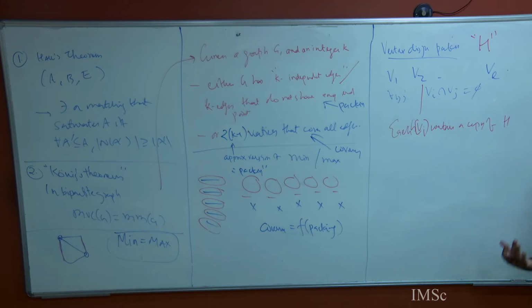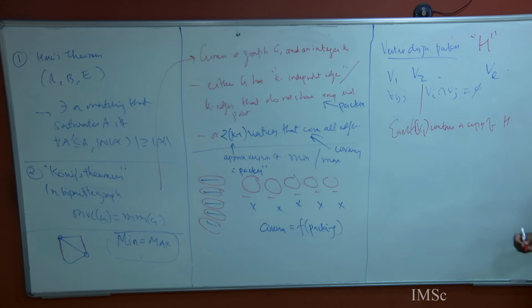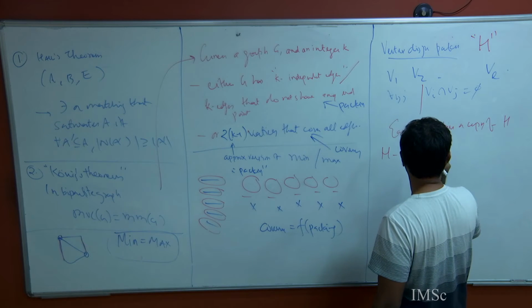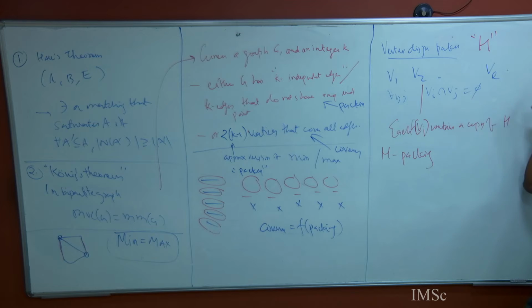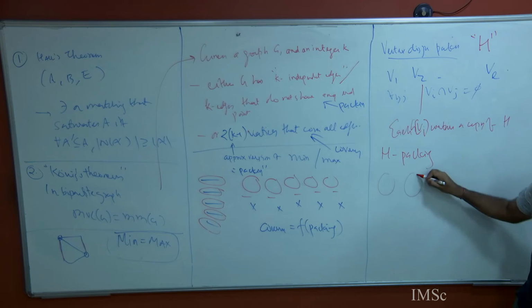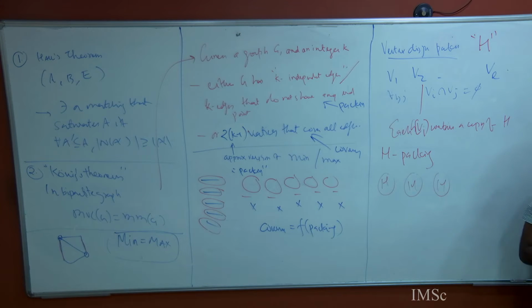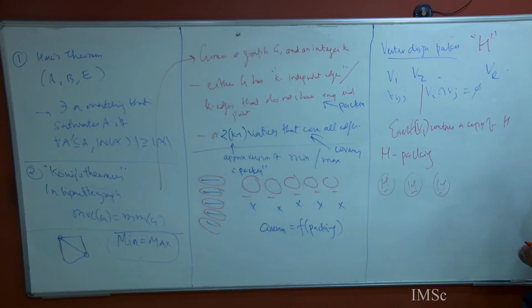So this is what we mean by packing. These are pairwise vertex disjoint copies, and each of them contains H. So this is basically the definition of H packing. What is an H packing? An H packing is a partition of the vertex set into V1 up to VL, so that each of the pieces contains a copy of H. So if H is an edge, what does it mean? Each of these graphs contains an edge.